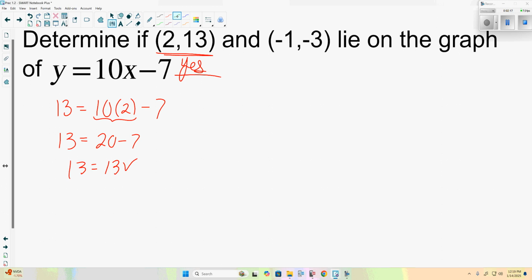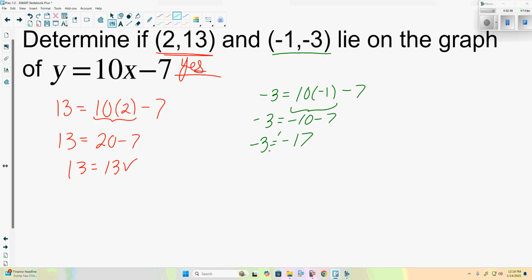We can do the same thing with -1, -3. So we plug -3 in for y, plug -1 in for x, and see if we get a true statement, get both sides to be equal. Now the first thing we can do is 10 times -1, which is going to be -10. -10 minus 7 is -17.